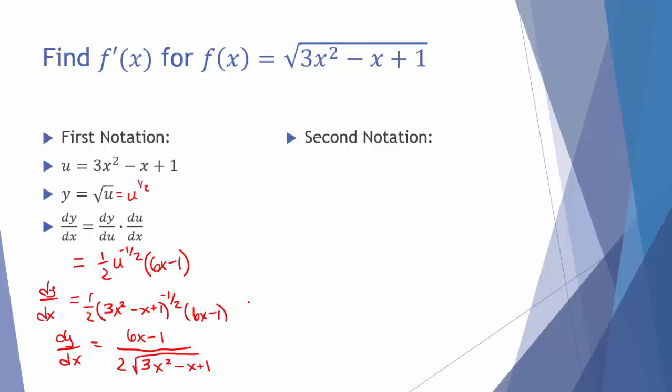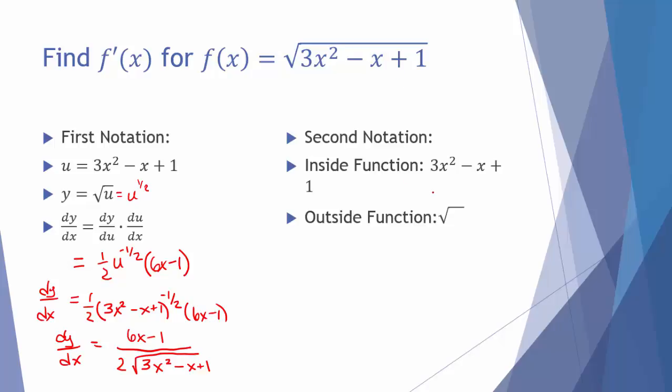Let's do it again using the second notation. For the second notation, our inside function was 3x squared minus x plus 1, and our outside function was the square root of that. So the second notation says that d/dx of f of g of x equals f prime of g of x times g prime of x. So in other words, we need the derivative of that outside function, which we just said is the square root.